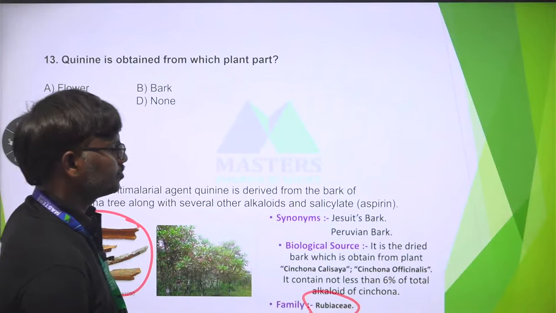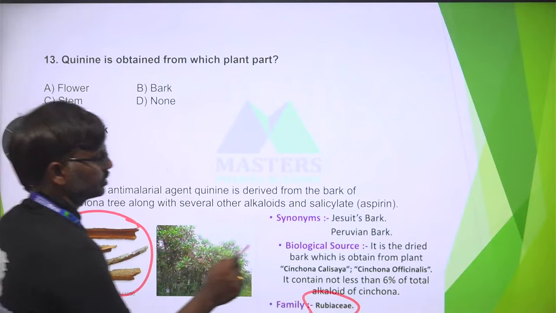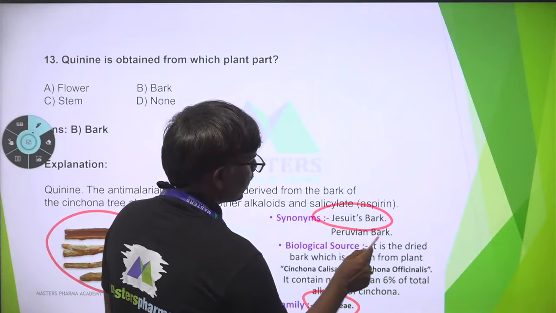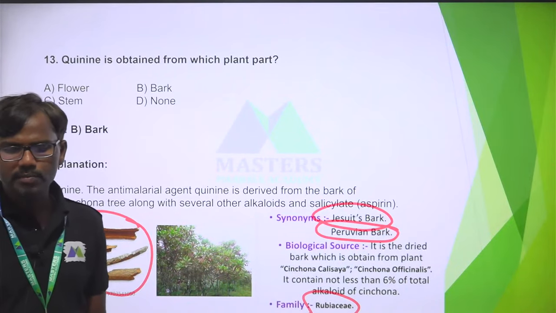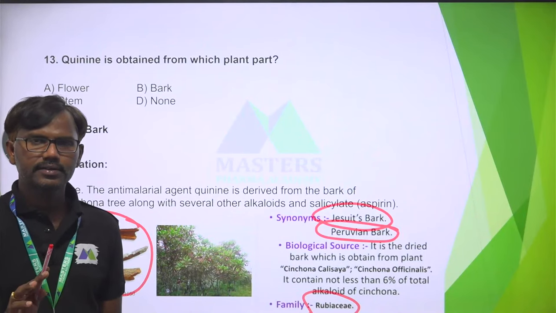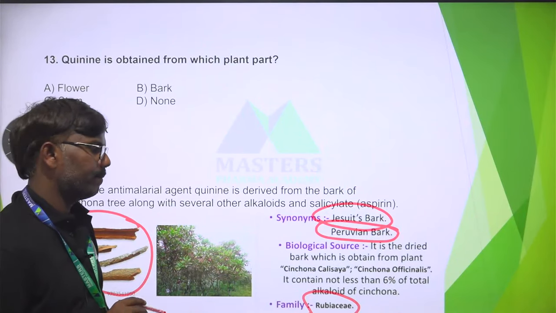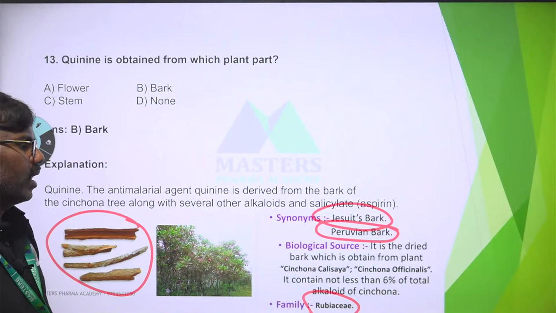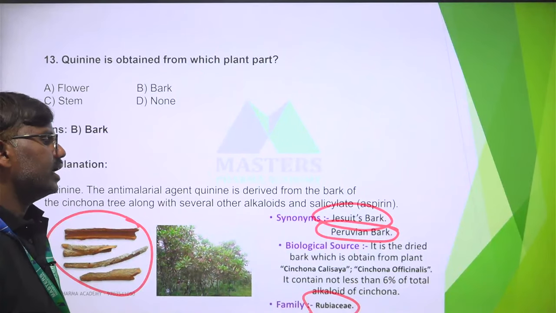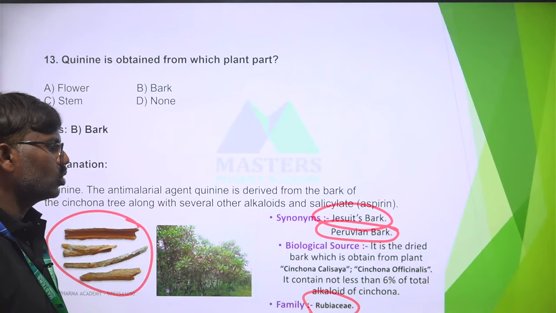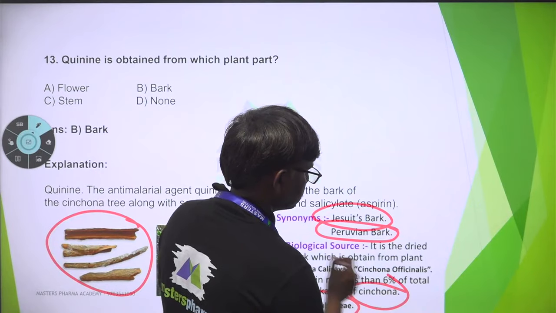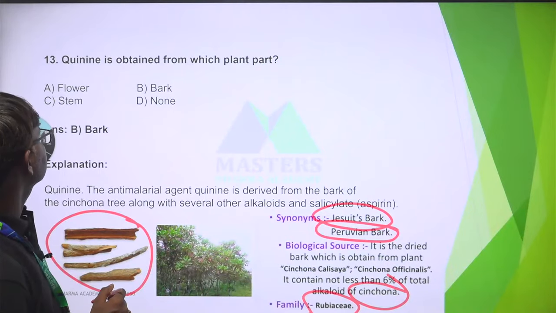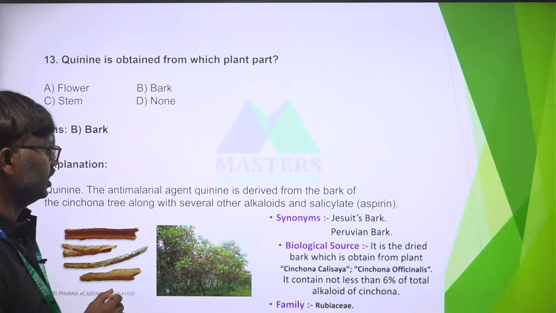Okay, then it is also known as Jesuits bark, and Peruvian bark. Jesuits bark and Peruvian bark, synonyms are also important. So it contains not less than 6% of total alkaloid of cinchona. That is quinine. This is a very, very important antimalarial agent, quinine.